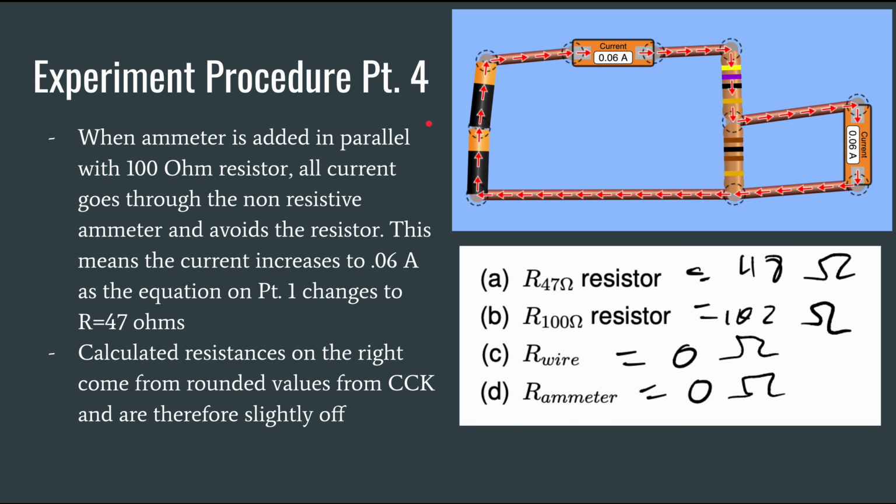So then in part 4, we set up this parallel little circuit, side circuit here, and you can see that all the current goes through the ammeter because it has 0 resistance. This then means that this resistor basically isn't part of your equation, and if you go back to part 1 and redo the equation with just 47 ohms, you'll see that the current is 0.06 amps. And then here are some calculations. These came from the rounded values that the simulation software gave, so they're a little bit off, but you can see that everything calculates out to be the exact same.